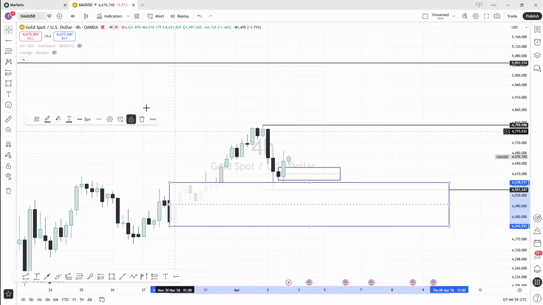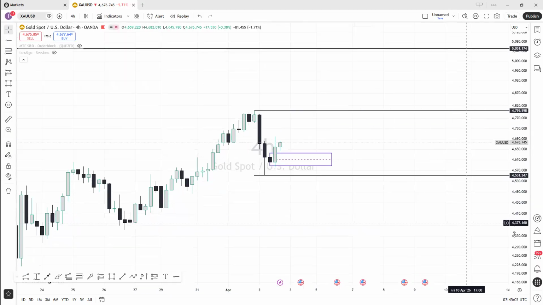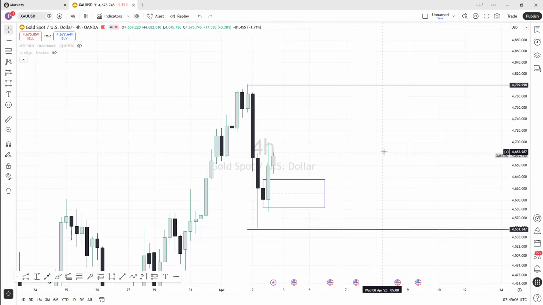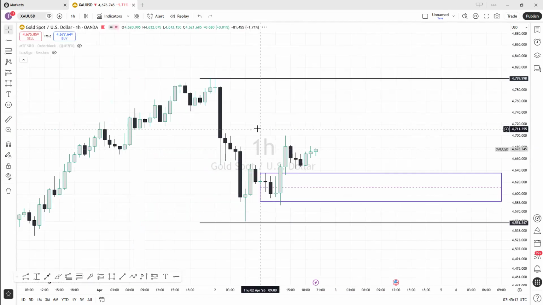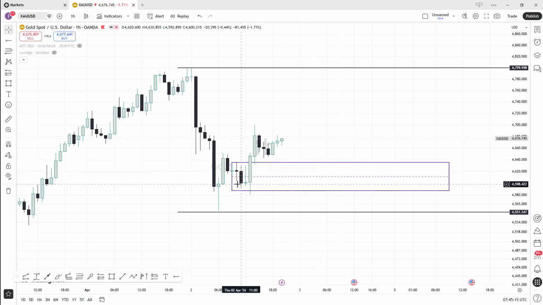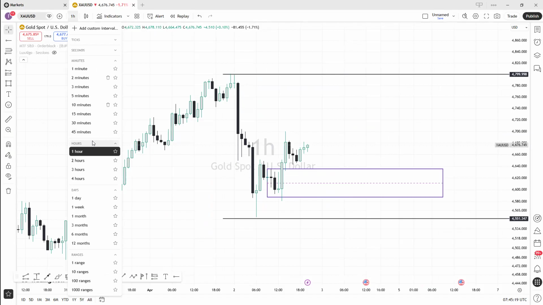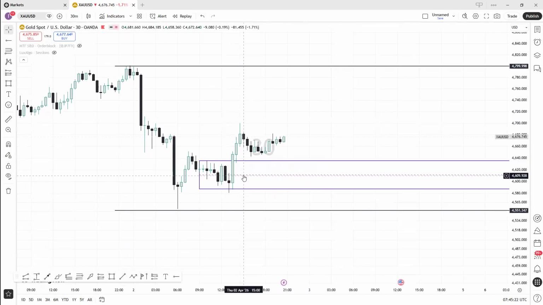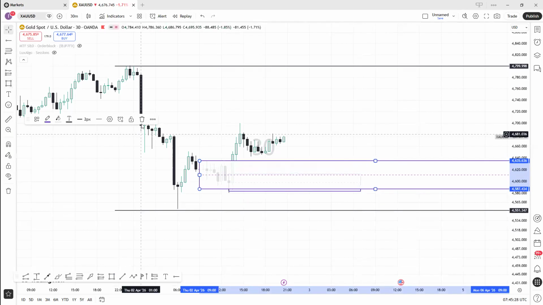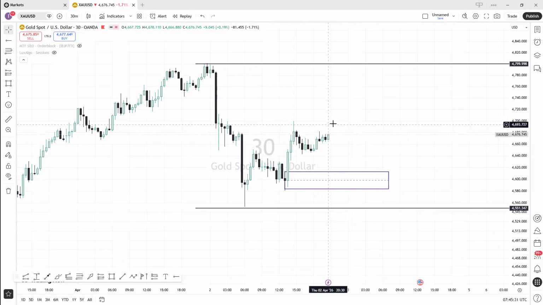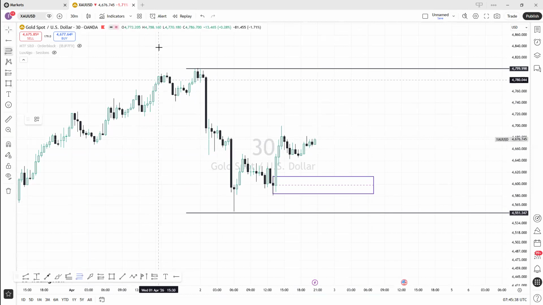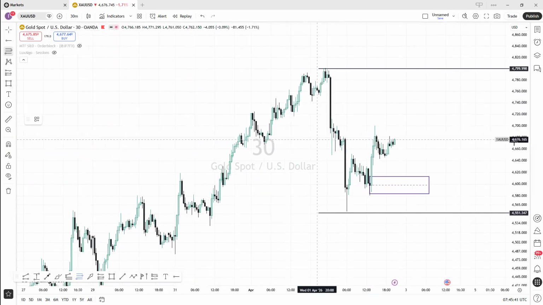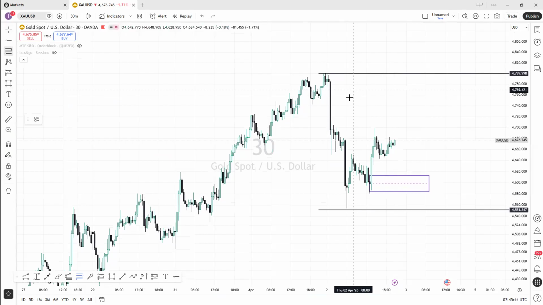Let me remove this previous one, so you can see it very well. We have that 4-hour order block around that area, which is not yet mitigated. Shift to the 1-hour time frame: there is nothing on the discount level. On the 30 minutes, there is also an order block around that area. This order block will be an extreme zone to find buys from. Okay, that is our daily range.